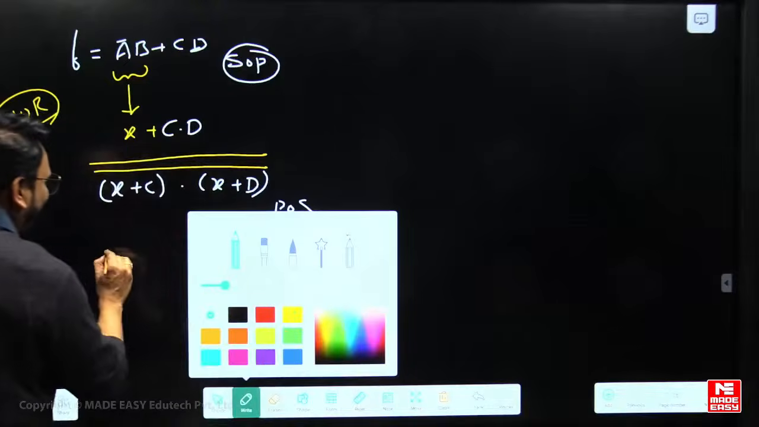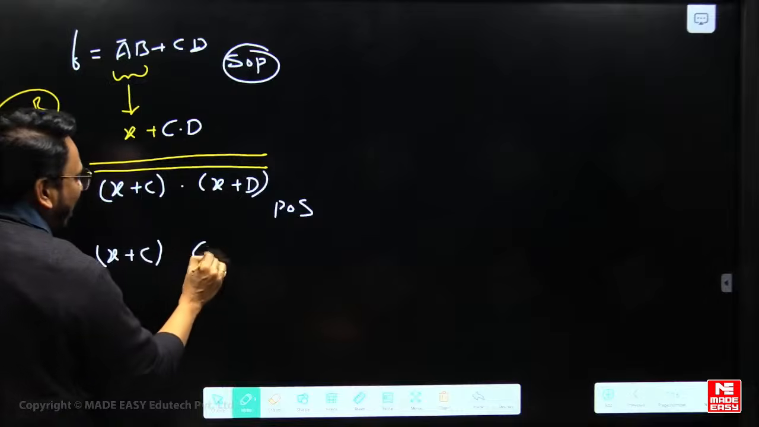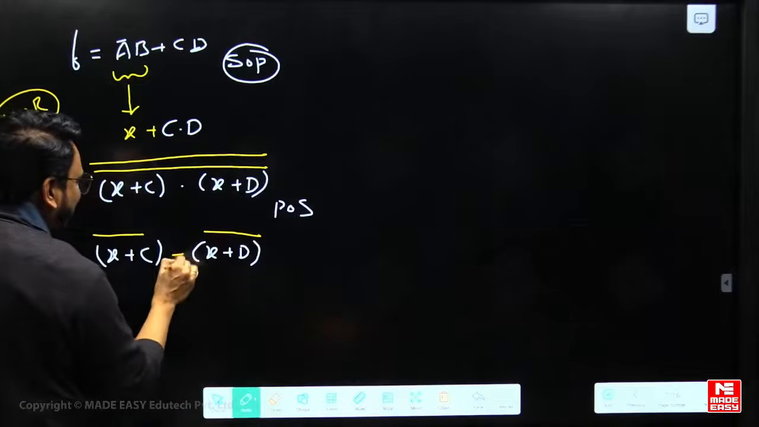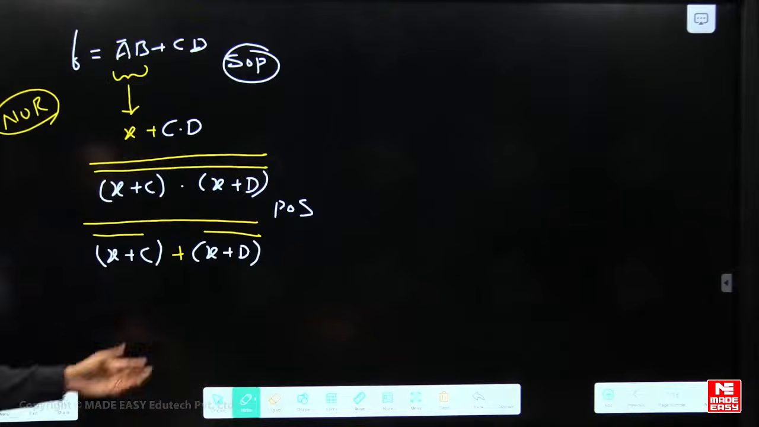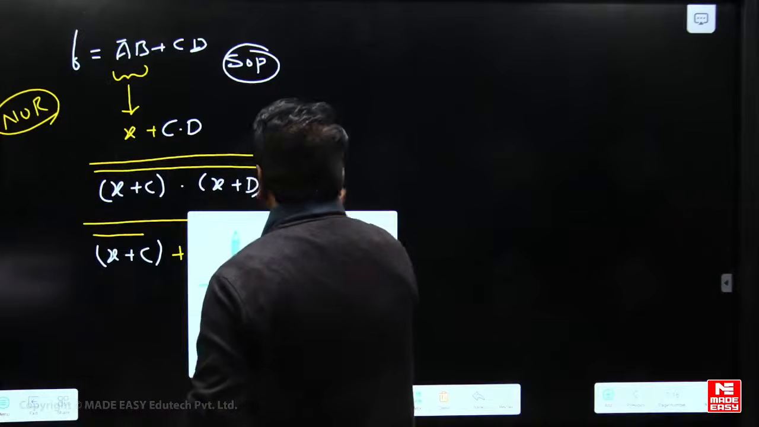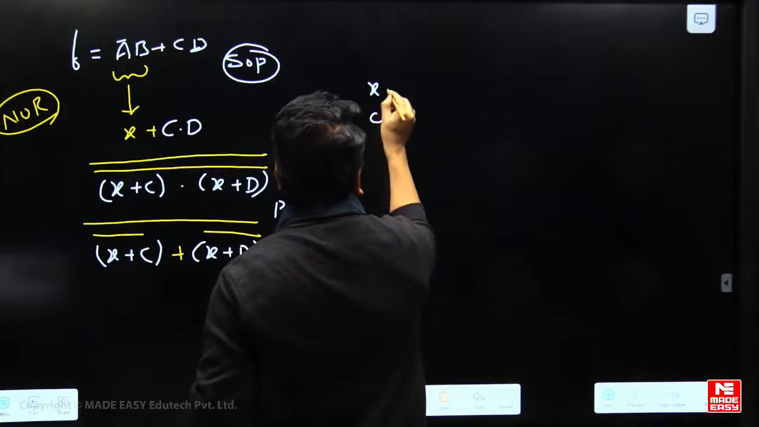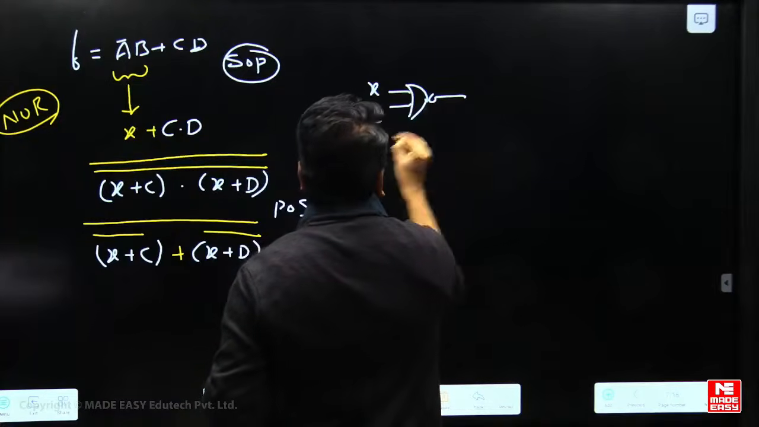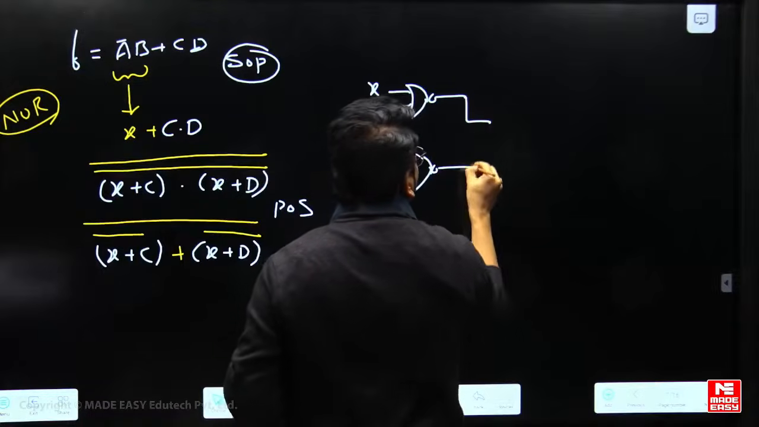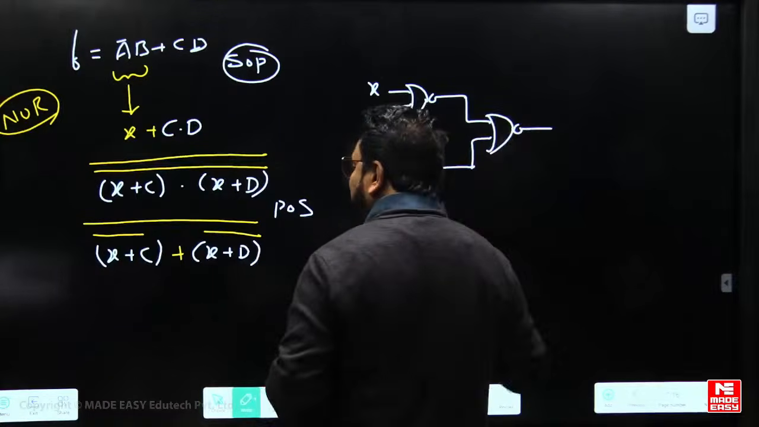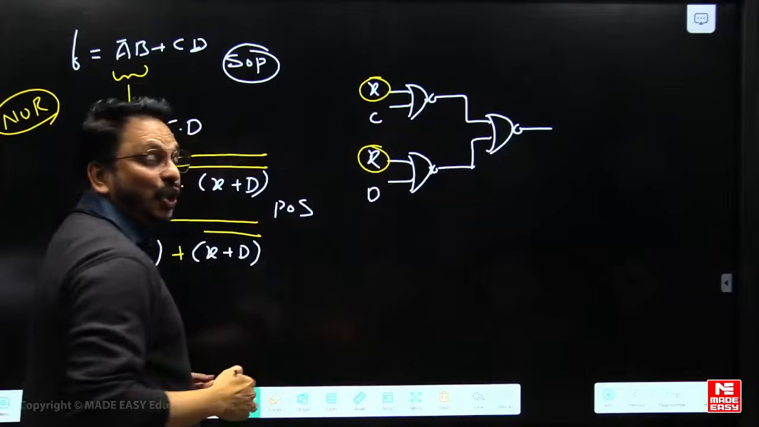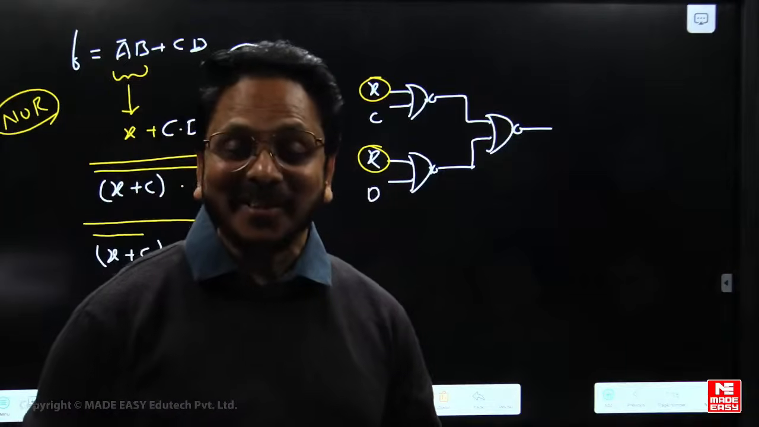Then we are going to have x plus c here, x plus d here, and this is going to be a bar, this is plus, and it's bar. So, sir, then we got NOR gates only, no, sir? Exactly the same, I am saying to you. So, x and c are connected to a NOR gate, and x and d are connected to a NOR gate, and these two are connected to a NOR gate like that. Sir, but this x is there, no? Alright, don't worry, we are going to make that also.